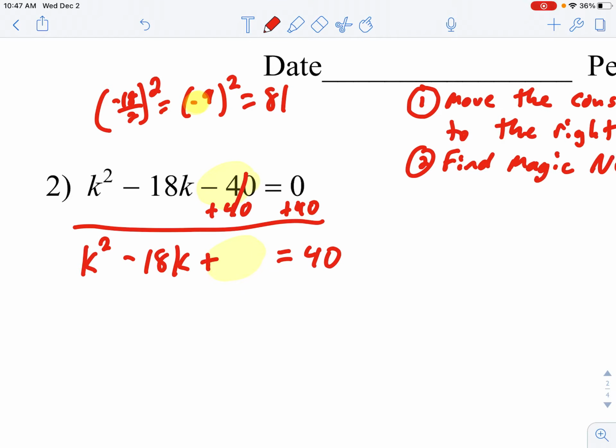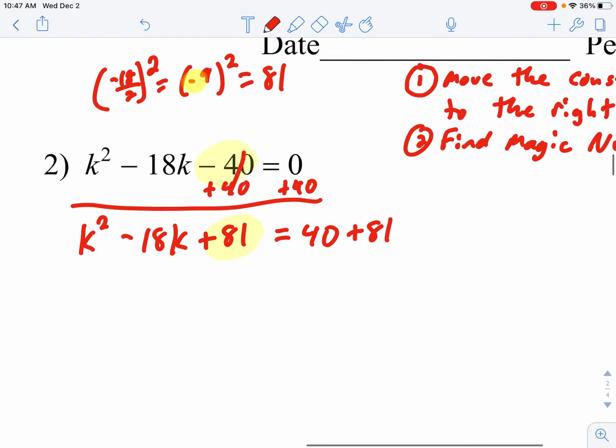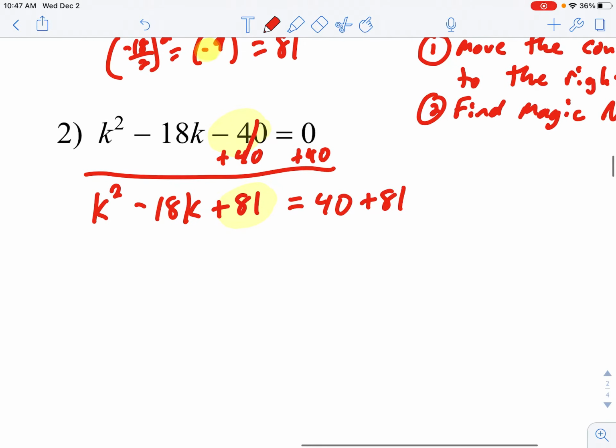So in this problem, the magic number is 81. I'm going to add 81 right where that space was. But remember with equations, if you do anything to one side of the equation, you have to do the exact same thing to the other side. So you also have to add 81 to the right. We already moved the constant over to the right. Now we need to add 81. So the right-hand side becomes 40 plus 81, so that's 121.